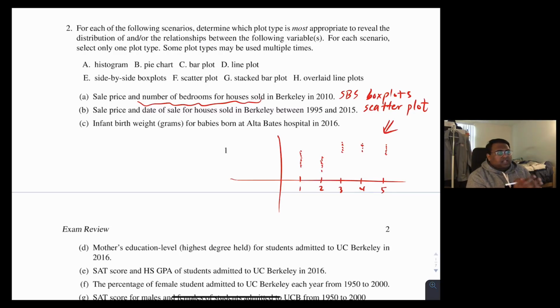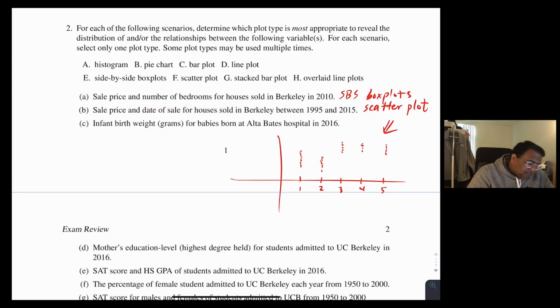one of our variables being time, because we're just given a lot of information, right? Here are a bunch of houses, here are the years they were sold in, and here's how much they were sold for. It's not saying that this is the average house sale price in 95, this is the average house sale price in 96. We have more information than that, and so in order to convey all of that, a scatter plot is probably best.